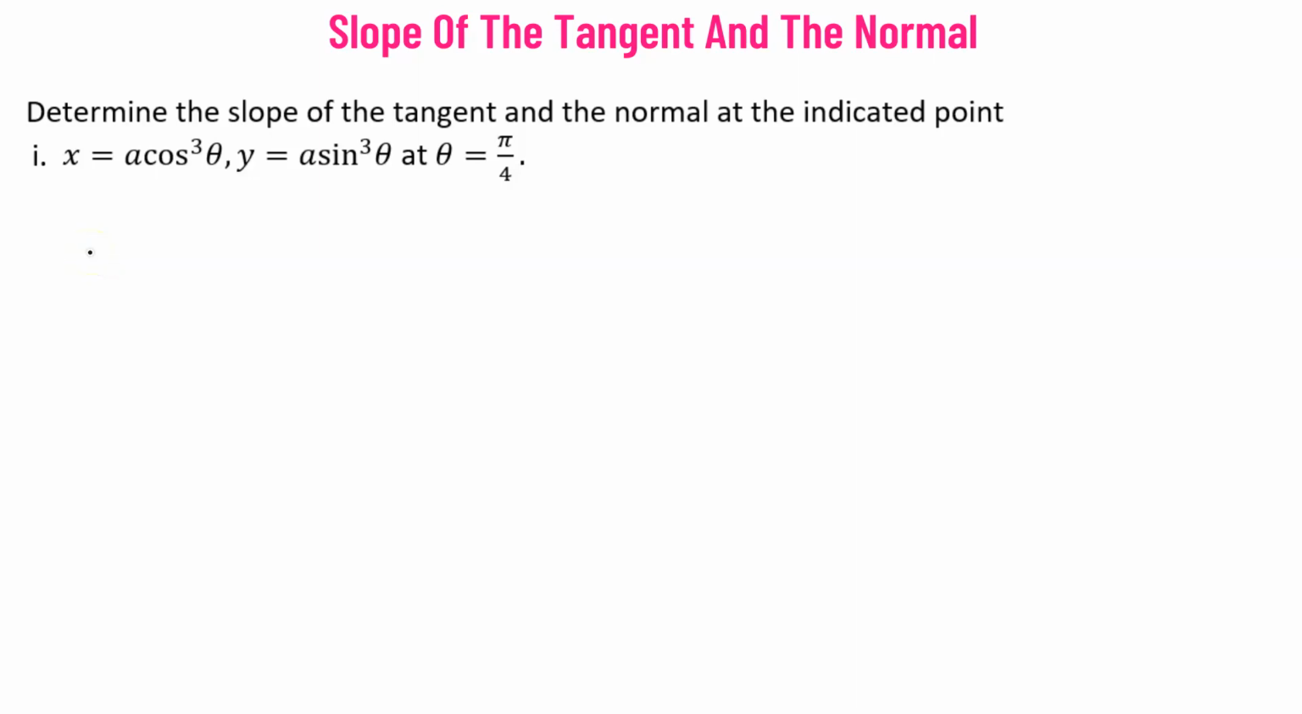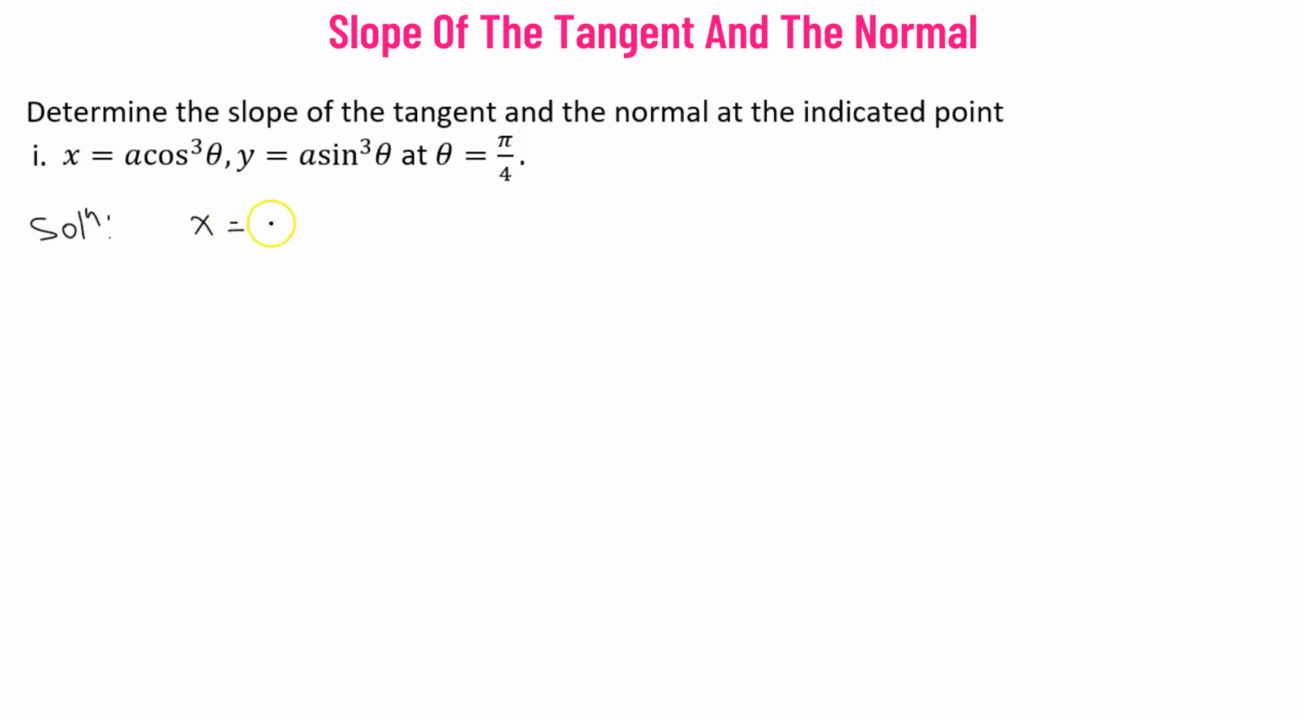We need to determine the slope of the tangent and the normal at the indicated point. That means that theta equals pi over 4, where x and y represent the point on a curve. So let us begin. Here we have our x and y both given in parametric form.